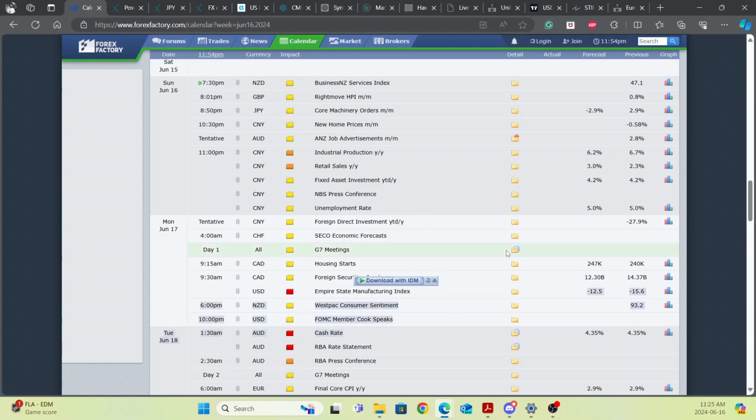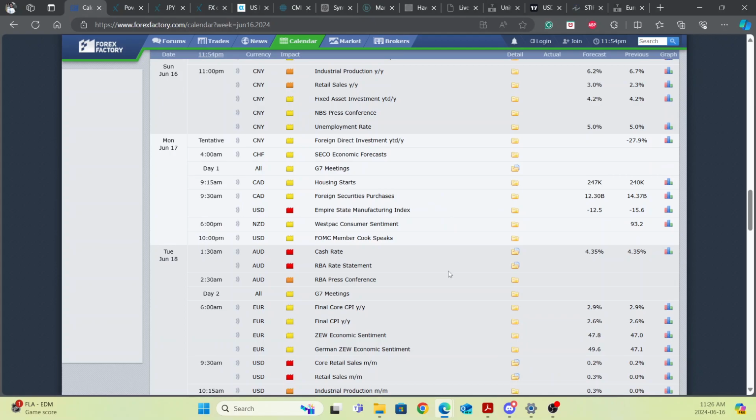So let's look at Sunday. Nothing major from the New Zealand side. It's not something I'm looking to trade or something I'm thinking about. However, we do have China industrial production year over year and retail sales coming out at 11 p.m. The market is currently expecting a little bit downward from 6.7% to 6.2%, and retail sales from 2.3% to 3%. So nothing major there.